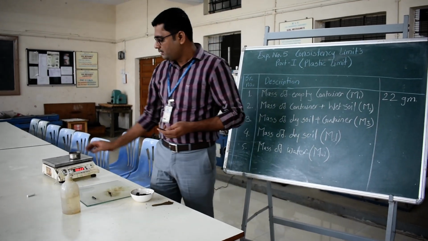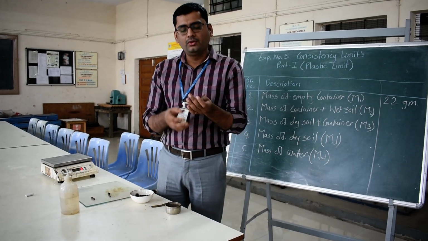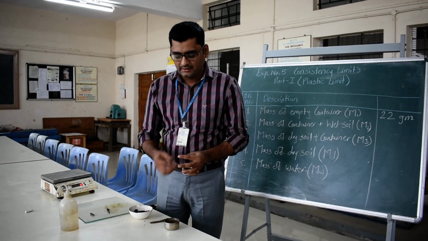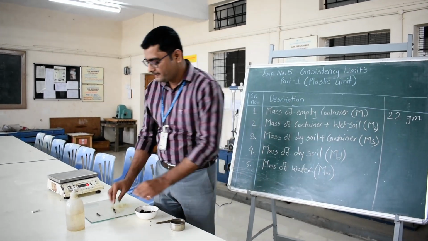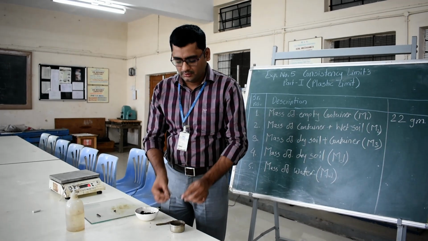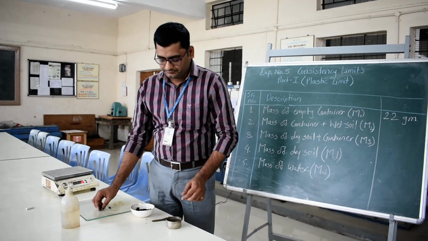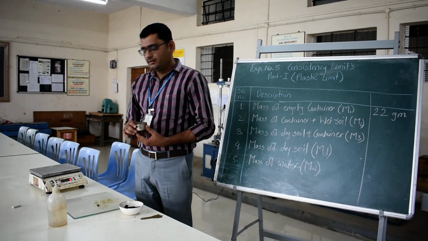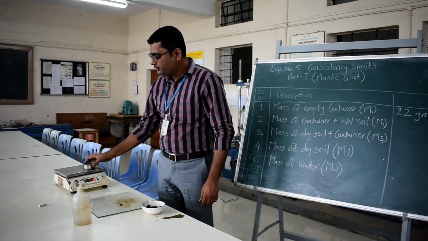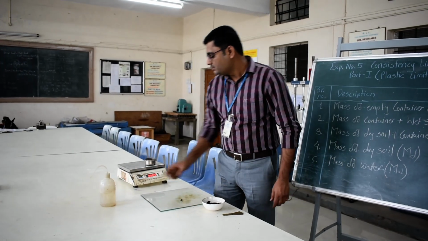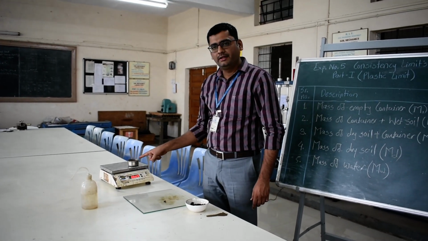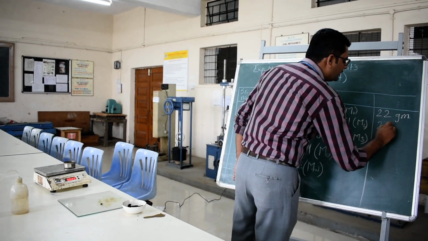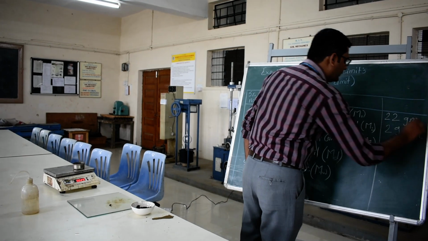Then we have to keep this rolled sample into the container. You can break the rolls into pieces like this. I have another roll, so I keep it into the container. Once I keep it into the container, we take the mass of container plus wet soil. It is 29 gram.